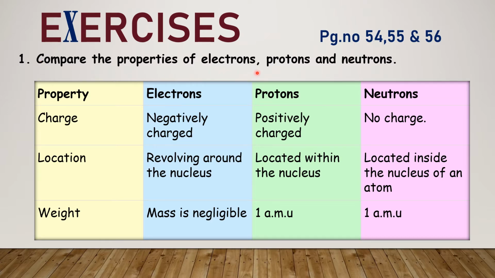Compare the properties of electrons, protons and neutrons. First, charge: electrons are negatively charged, protons positively charged and neutrons have no charge. Next is location: electrons revolve around the nucleus, while protons and neutrons are located inside the nucleus of an atom. These two answers are the same. And mass: the electron's mass is negligible, protons are 1 AMU, 1 atomic mass unit, and neutrons also 1 atomic mass unit.